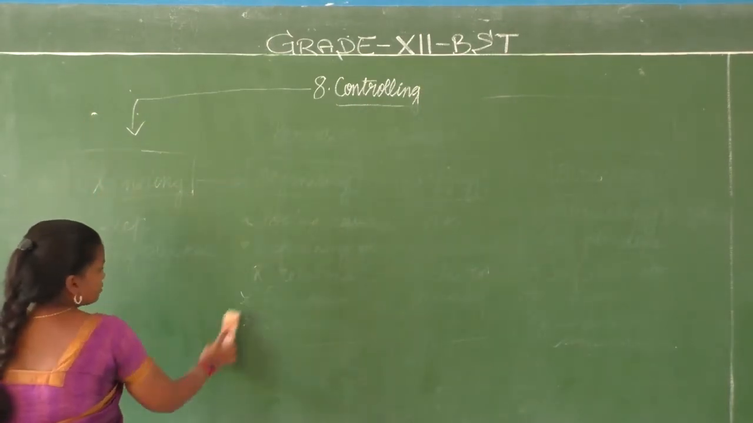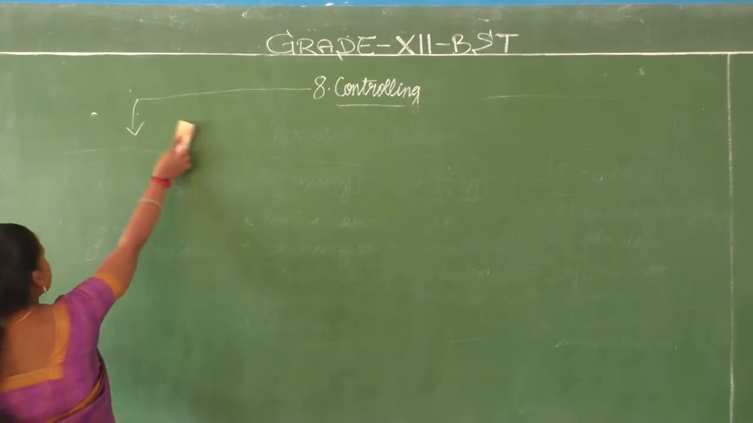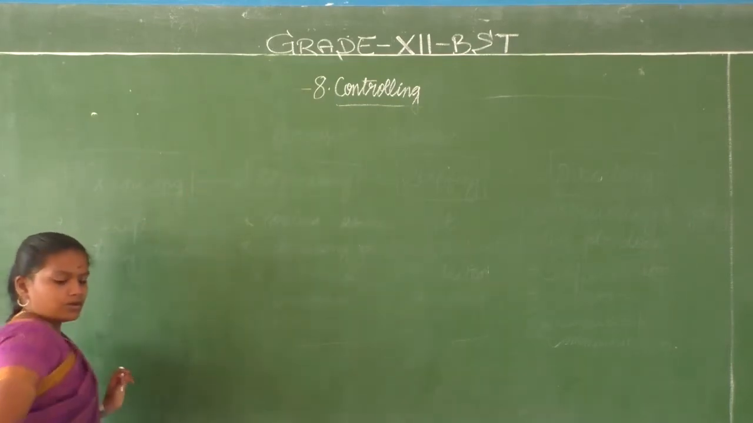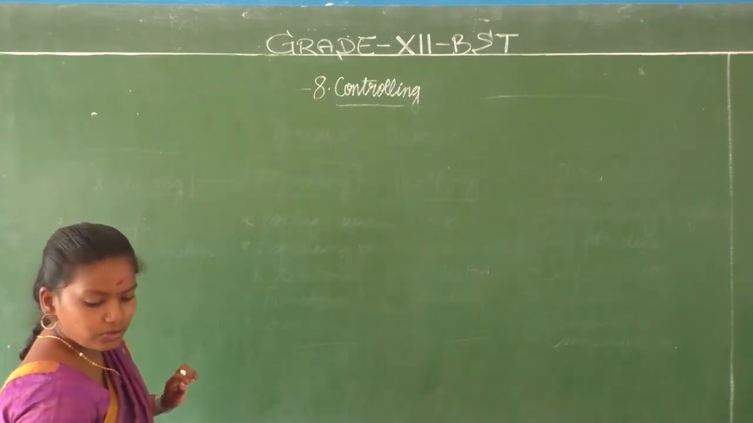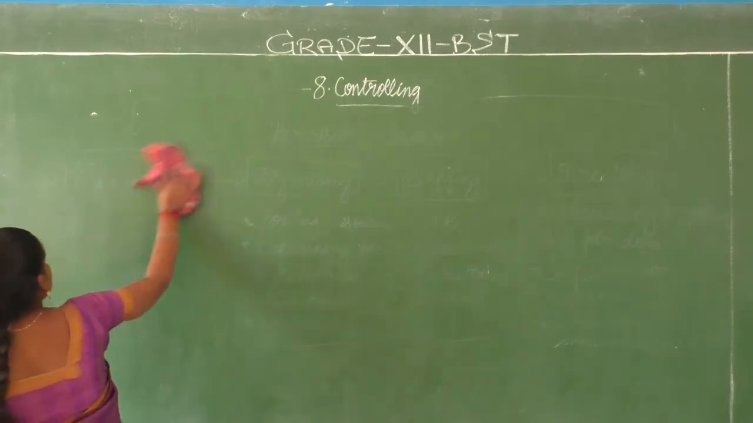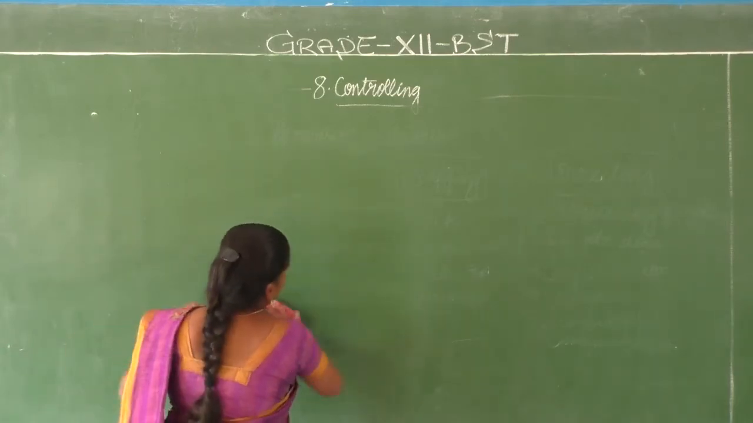Now we are going to get to know about controlling. What is meant by controlling? And then the other steps related to that. Okay? We are going to get to know the definition. We are going to get the various details about control.